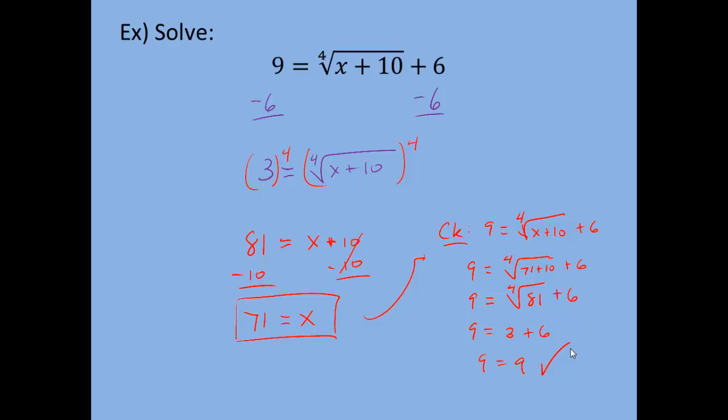Now if x equals 71 did not work, if this check came out incorrect, meaning it didn't work, we would reject this answer. We would put an X through it and say reject, and then we would say there was no solution. If there was no answer at all, then we'd say there's no solution. Let's take a look at another example.